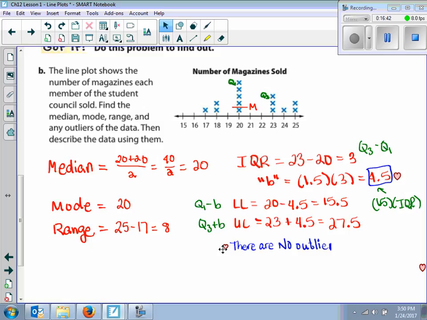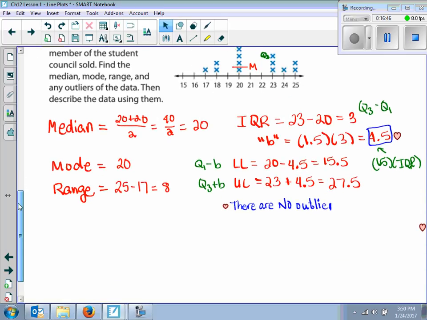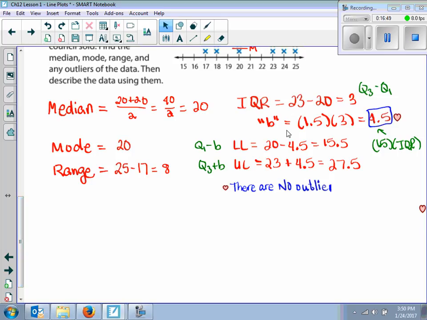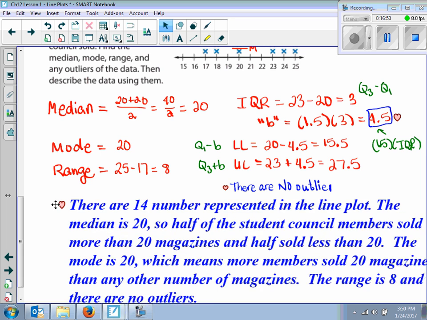Is everybody clear? And then we want to describe the data using all of this information. So I've written it down for you.